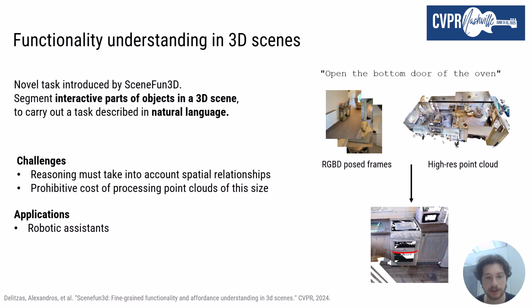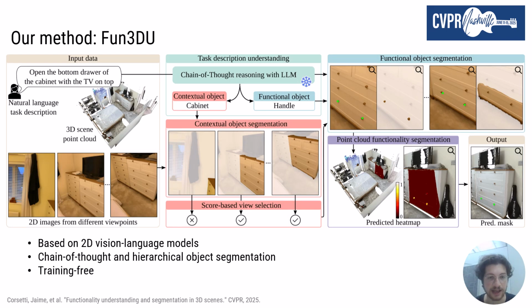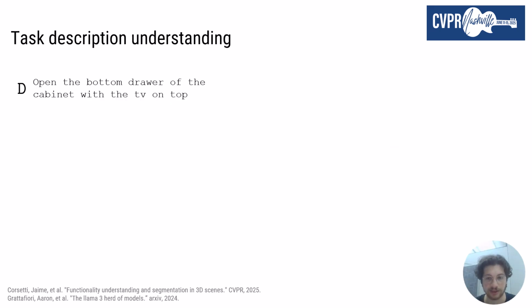To tackle this task, we design our method, Fun3DU, and Fun3DU is based mostly on visual language models and LLMs that are used to process the sequences along with the point cloud. This makes our method completely training-free in the sense that we do not need any task-specific annotation for functionality understanding. We start with the task description understanding.